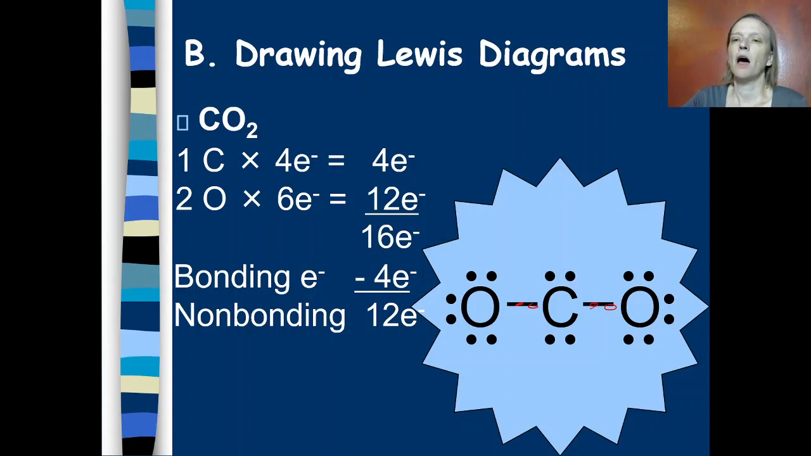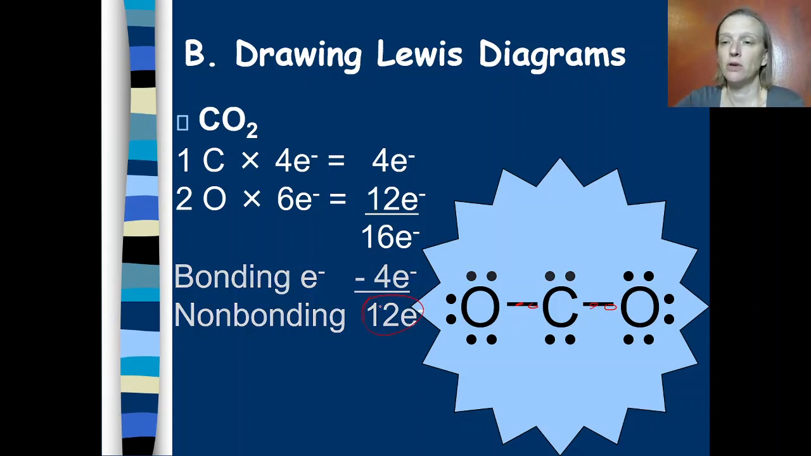Now, what I want to do, this picture here has too many electrons in it. What I want to do is give everybody a full octet. I want oxygen to have a full octet. I want carbon to have a full octet. I want oxygen to have a full octet. But to do that, it would take 16 electrons. And I only have 12 electrons left to place.